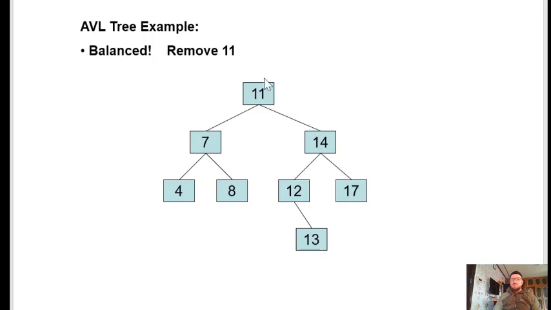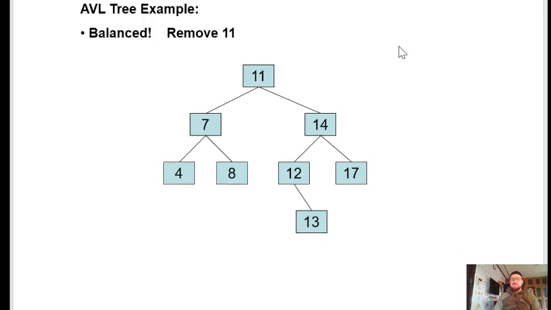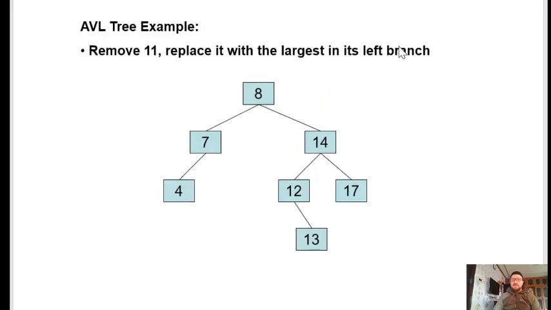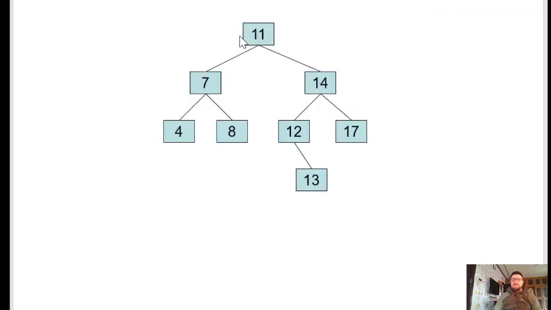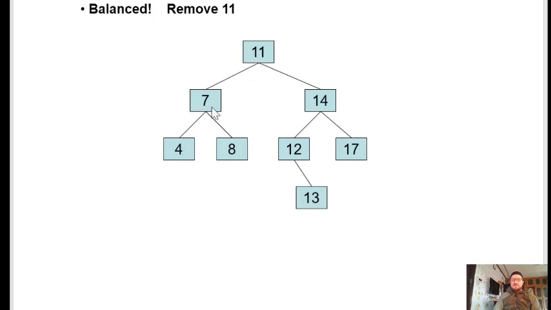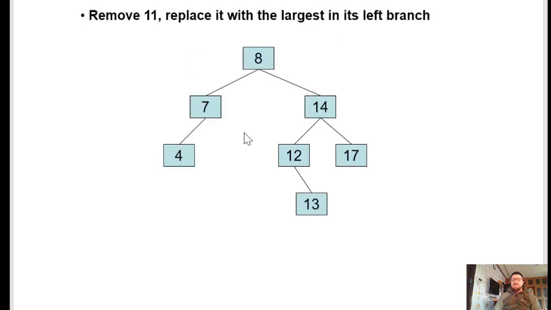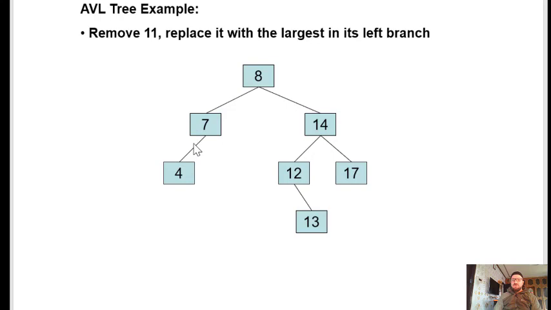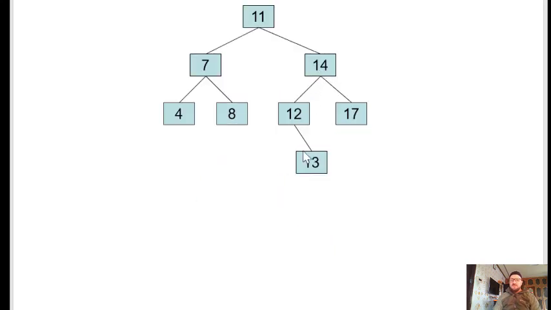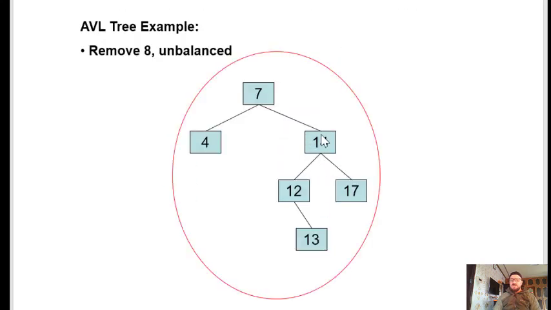Now if you remove 11, what will happen? Who will come to the root? Because if you remove 11, you have to see on the left of it, the 8 is the biggest. Get the 8 here, and 7 and 4 will be on the left. So it will be like this, 8, with 7 and 4 on the left. The largest in the left branch, we put it here. And 14, 12, 17, 13 is the same.